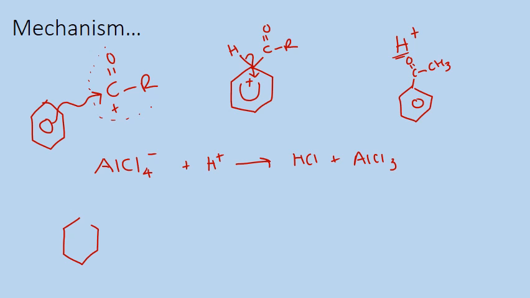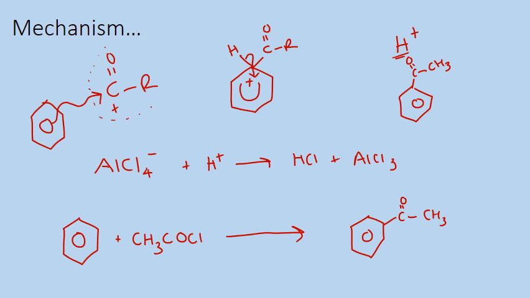So what would our overall equation look like? We'd have benzene, and our reactant would be our acyl chloride, so I'm just going to call it CH3COCl, so I've got ethanoyl chloride there. It will produce our product. There we go. And above the equation, we've got our catalyst, AlCl3, and I'm going to say anhydrous as a condition. And another product will be HCl.